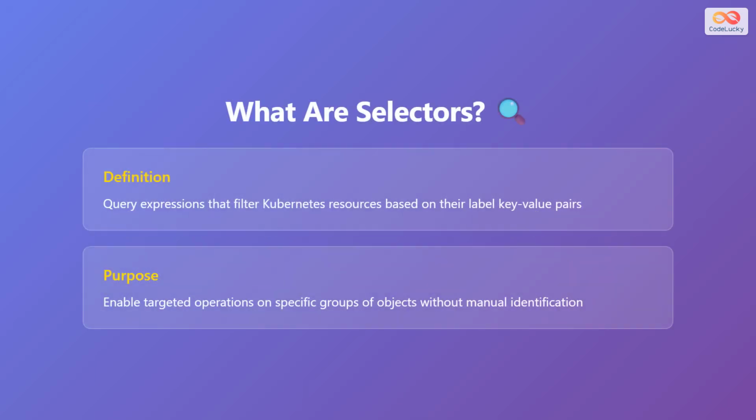Let's start by understanding what selectors are. A selector is a query expression that filters Kubernetes resources based on their label key-value pairs. Think of selectors as a search tool that helps you find specific objects in your cluster. The purpose of selectors is to enable targeted operations on specific groups of objects without having to manually identify each one. This means you can perform actions on multiple resources at once, as long as they match your selection criteria.